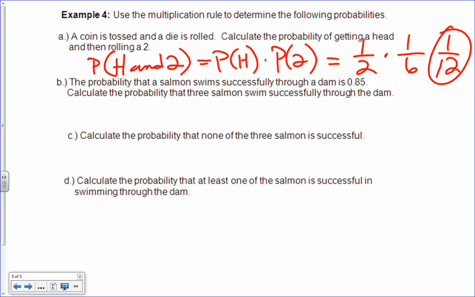Okay, these next 3 can get rather interesting. The probability that a salmon swims successfully through a dam is 0.85.